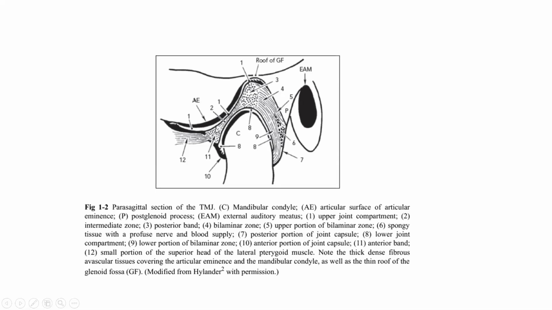And this is the intermediate zone. This is the thickest zone of the articular disc, and it is generally avascular and not innervated, whereas other portions of the articular disc are generally innervated and vascularized.